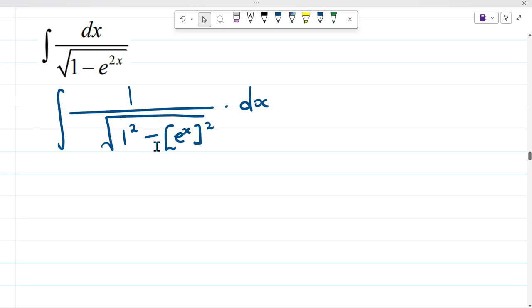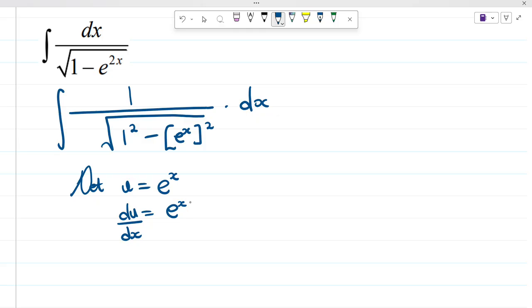But then let me also convince you in this way. Let's just make use of u substitution. For this question, just for the sake of convincing you that this thing is really sec inverse, we're going to make use of u substitution. So we're going to let u be equivalent to e to the power of x. And when we differentiate this, du dx is going to be equivalent to e to the power of x.